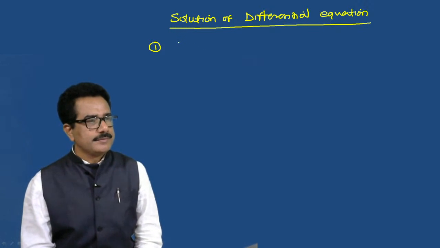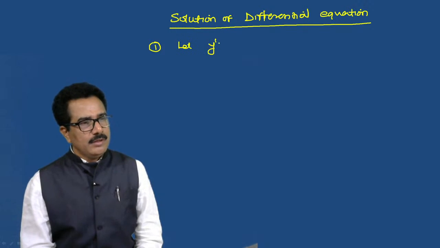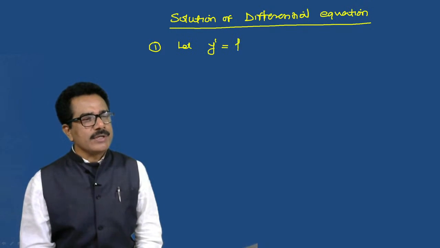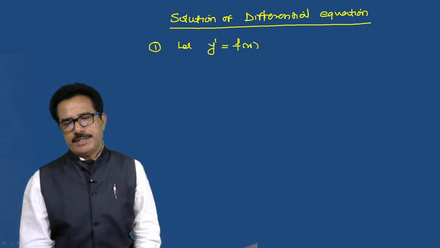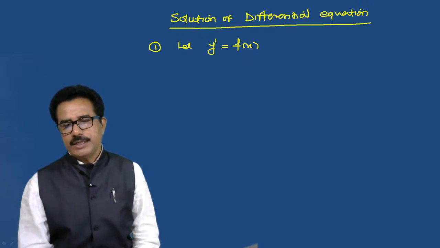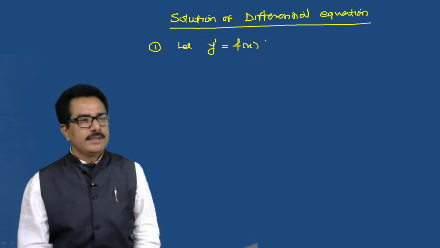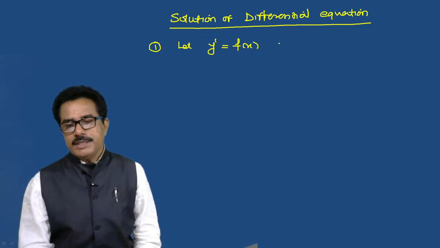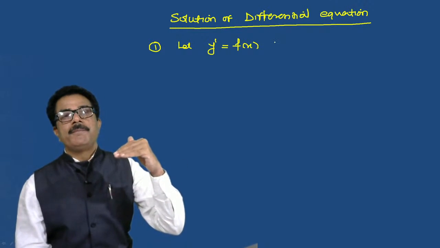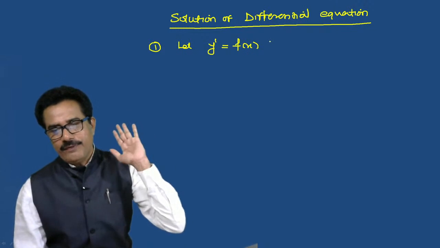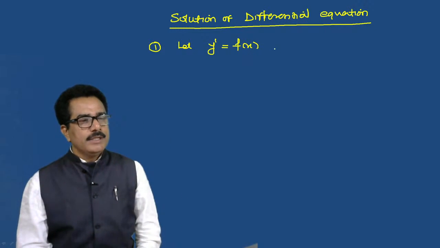Let y dash equals f of x. This is the differential equation of the first order, which is defined on the interval I. Now our aim is to find the solution, that is a function phi.